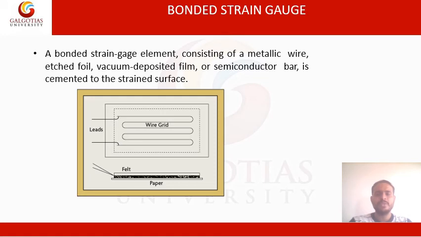So the strain gauge can measure the strain in only one direction, but if you want to measure in both directions at the same time, we have to use a strain gauge rosette.